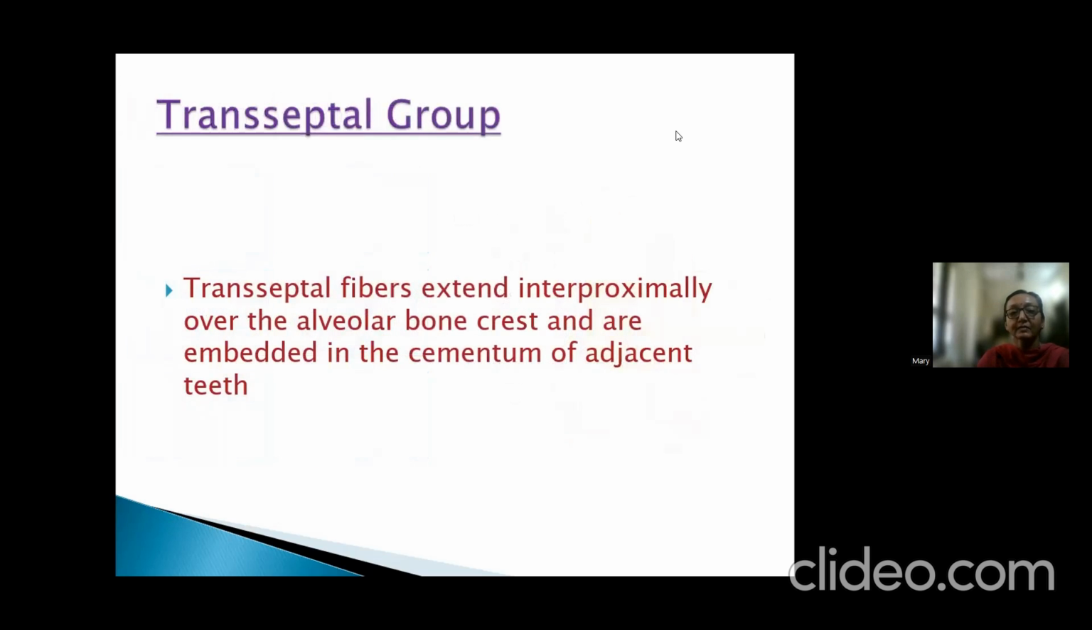So coming to the transeptal group, they extend interproximally over the alveolar bone crest and are embedded into the cementum of the adjacent teeth. That is, they arise from the alveolar bone crest and they are embedded into the cementum of adjacent teeth.